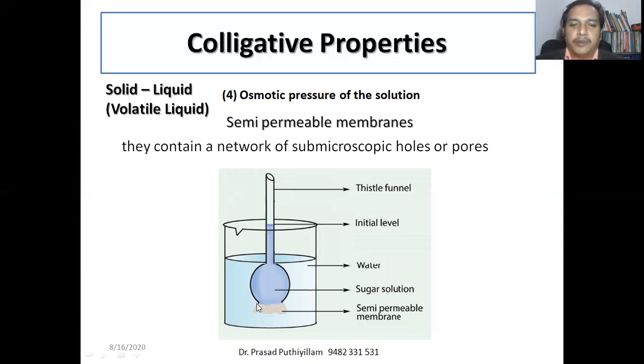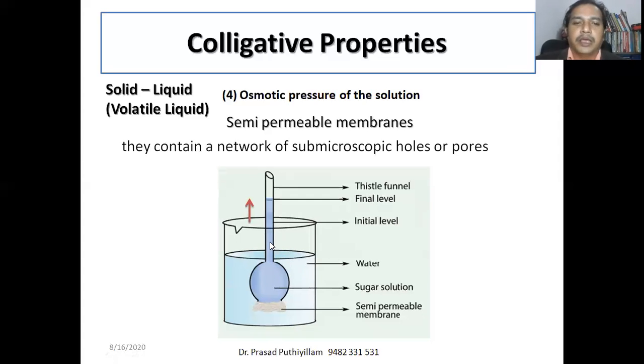The semi-permeable membrane is kept at the funnel end. Sugar solution is taken in the thistle funnel. To view the change in solution or solvent movement, you can add some color to that sugar solution, then it will be more visible. This is the initial level of the sugar solution. Water is taken in a beaker. After some time you can see there will be a rise in the sugar solution level, increasing to a final level.